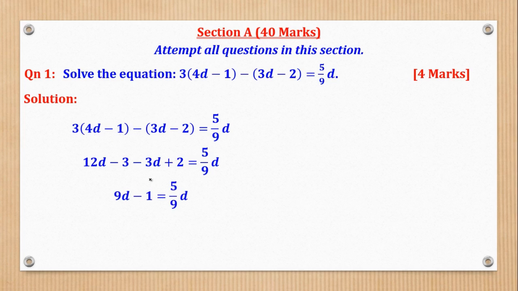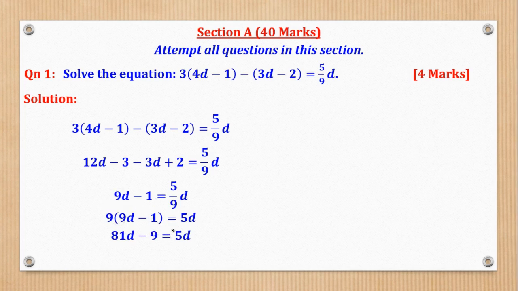The next step is collecting like terms on the left hand side. So this with this gives you 9d. Negative 3 plus 2 gives you negative 1. Then next we can cross multiply. Take this side, but remember to put it in brackets because this 9 must multiply each term on the left hand side. So when you open brackets, this times this gives you 81d, this times this gives you negative 9.